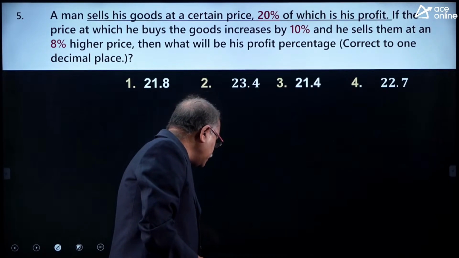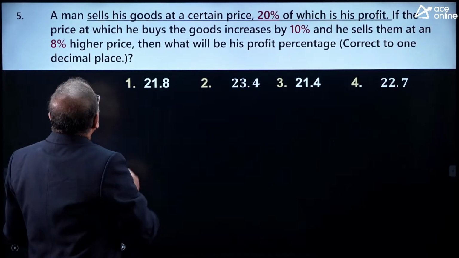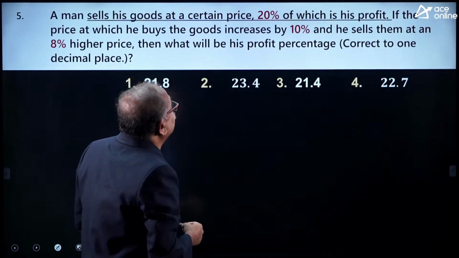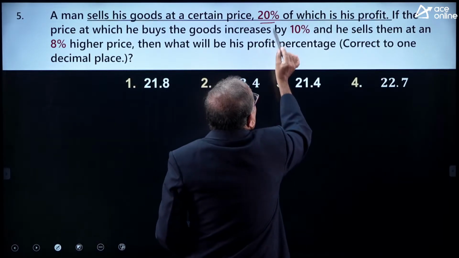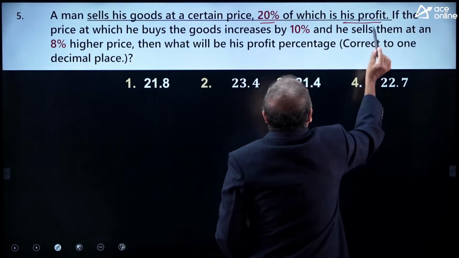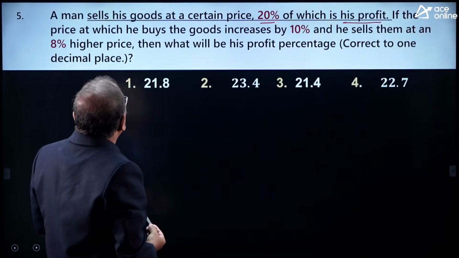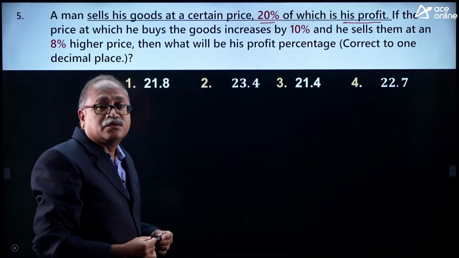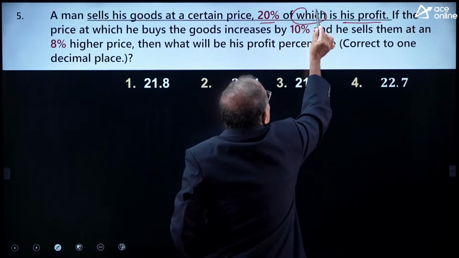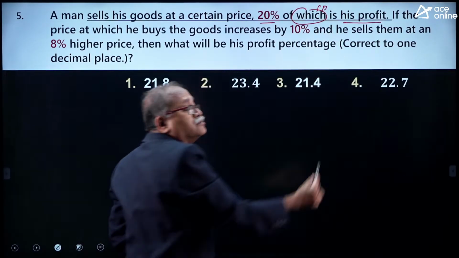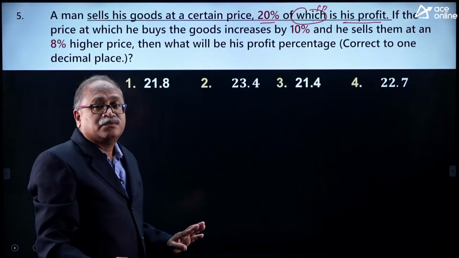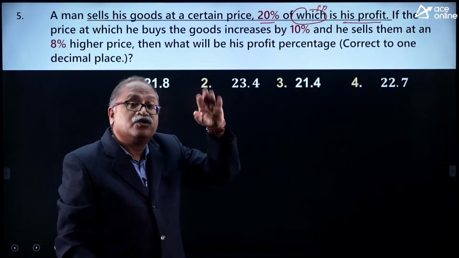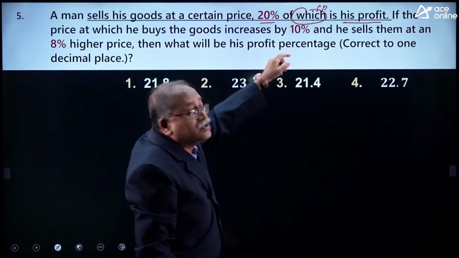So, allow me to read the question here. A man sells his goods at a certain price. I don't know what the selling price is. 20% of which is his profit. So, which means 20% of the selling price. Understand that part. Otherwise, in the exams, you speedily read it and you think that 20% is the profit on cost price. Now, here it is 20% profit on the selling price.